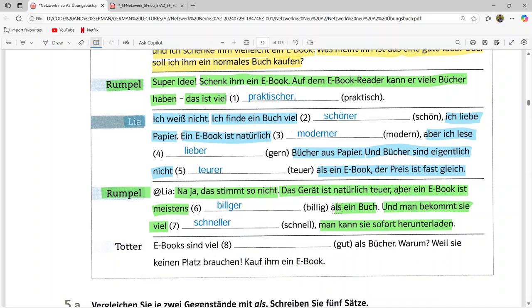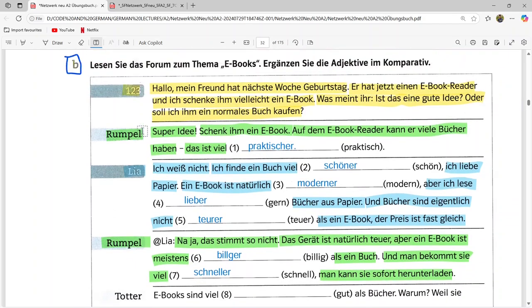Okay. So what does the sentence say? Und man bekommt sie viel schneller. Man kann sofort runterladen. So one can quickly get a book and he can quickly download it.